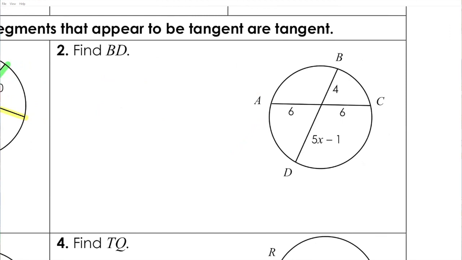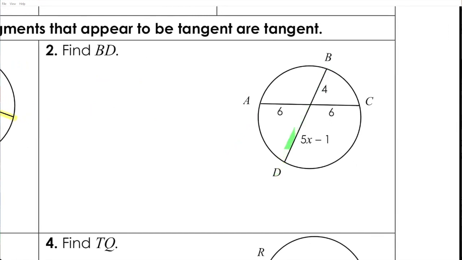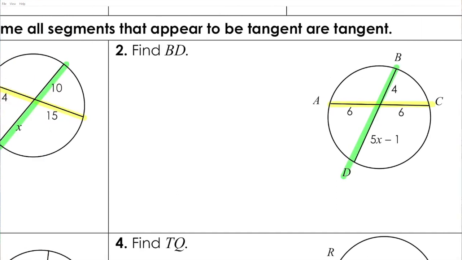Same thing going to number 2. We're going to stay on the line segment. We're not jumping segments. So 6 times 6 equals 4 times 5x minus 1. Now, in the past, students have been tempted to try to do that multiplication in their head as they're writing it in. Take the extra 10 seconds to write that problem out. Because what they do is they multiply the 4 and then forget that they also need to multiply and distribute that 4 into the 1. So 36 is 20x minus 4.